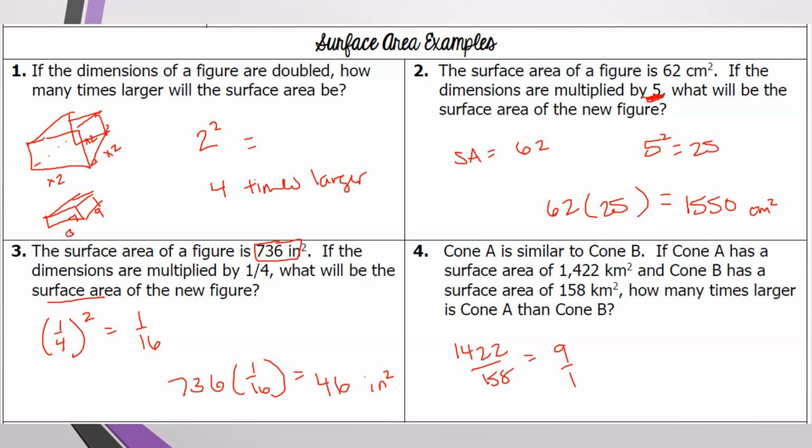So how would I find just A? What did I multiply the lengths by? Well, A squared is 9. So take the square root of both of those, 3. I multiplied it by 3. It's 3 times larger.